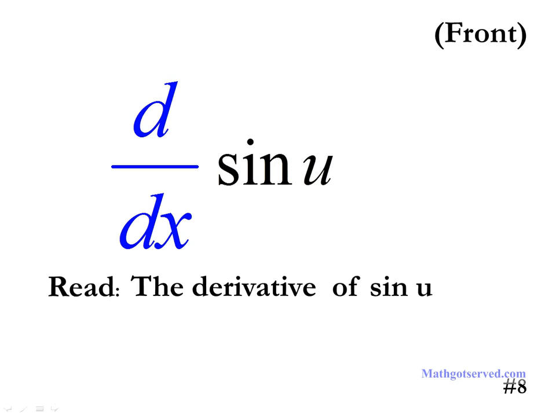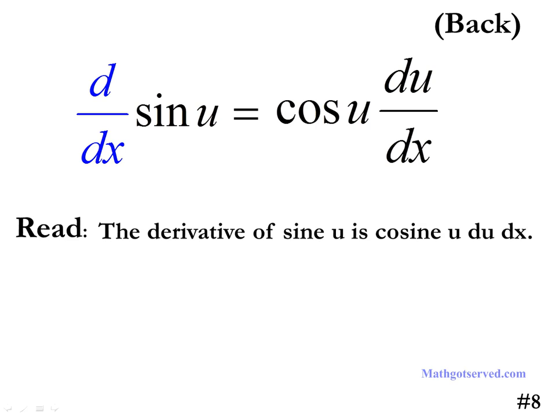Right, so formula 8, the derivative of sine u, d dx of sine u. The derivative of sine u is cosine u du dx. Now you might wonder what is the u and the du dx. Well, this is a representation of the chain rule process. U represents a composite function. You notice x and u are different.